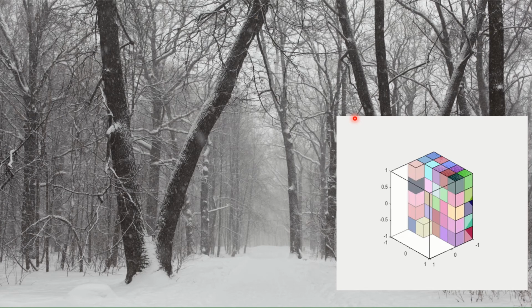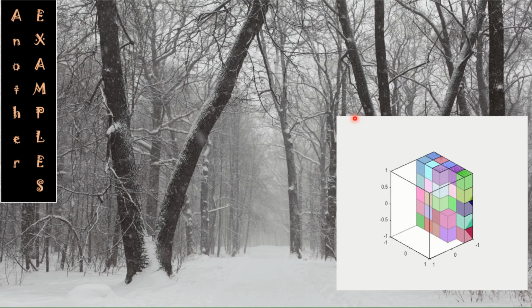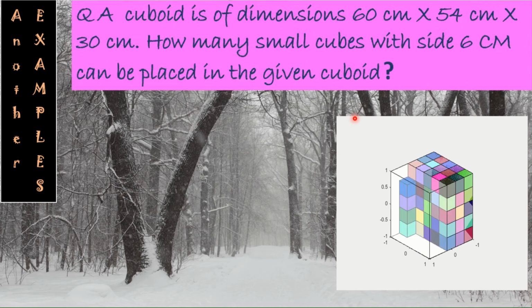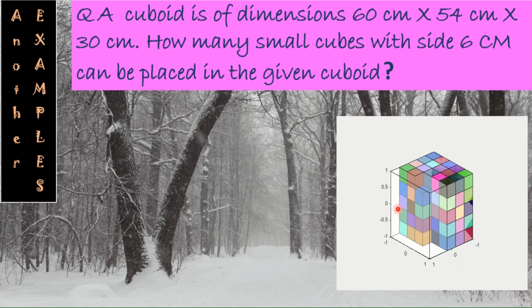Okay. What is this? A big cuboid, and so many small cubes are getting inside. It's looking very fabulous, fantastic. So the question is, a cuboid is of dimensions 60 centimeter into 54 centimeter into 30 centimeter. How many small cubes with side 6 centimeter can be placed in the given cuboid? So in the bigger one, so many small cubes fit, and you have to find out the number of cubes which are inside. Yes, we will take out the volume.